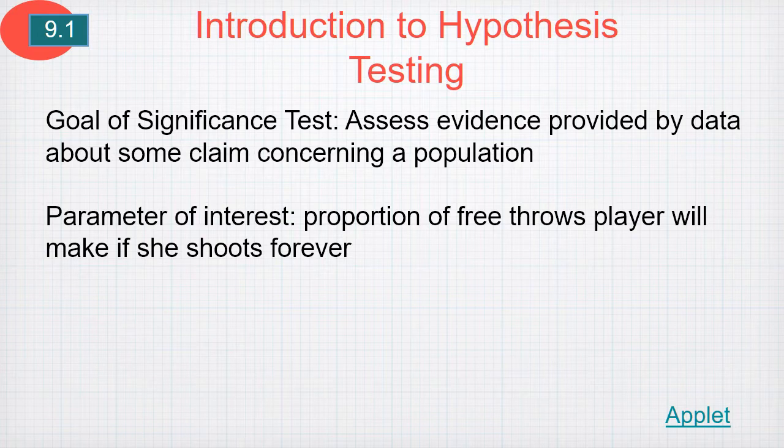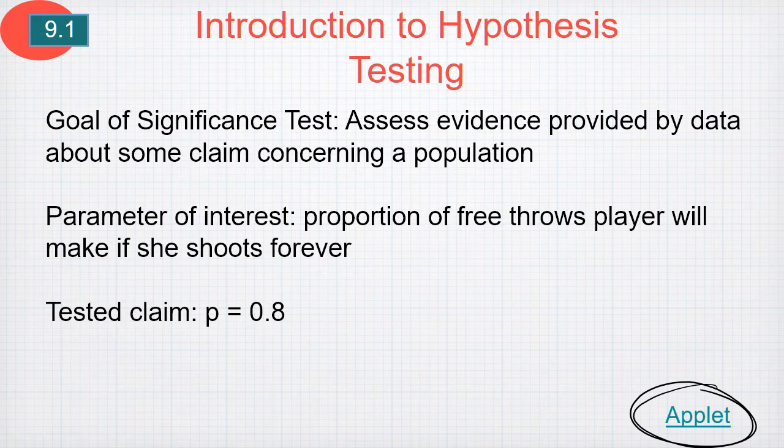So the way you would see this in real life is you have a player that claims, I make free throws 80% of the time. Really? Is that true? Okay, so there's our parameter, the proportion of free throws that she'll make if she shoots forever. And we would write that as our tested claim is the proportion is going to be 0.8. So now we've got a lovely little applet down here that you can check out, and we're going to do a simulation.